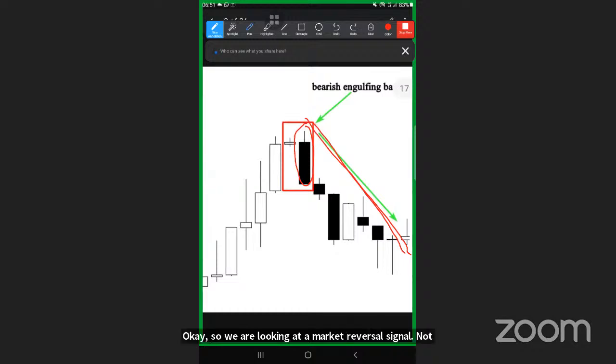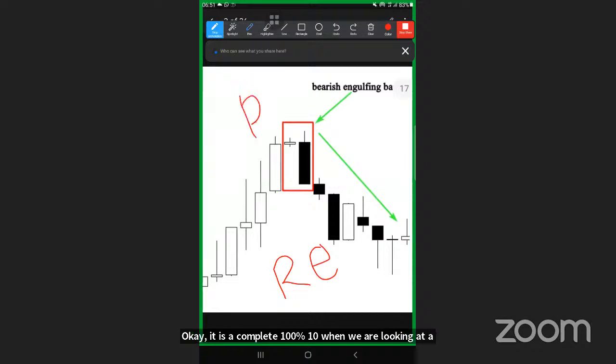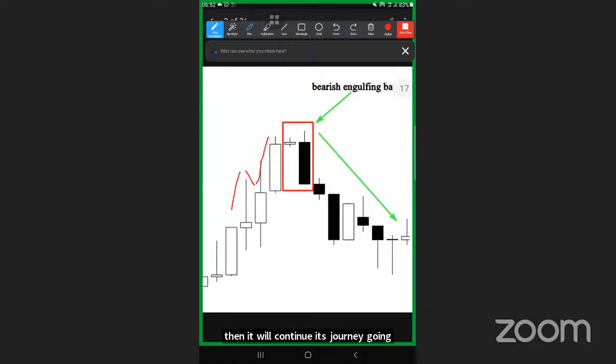The market is not retracing, but it is reversing, meaning to say it is a complete 100% turn. It is a complete 100% turn when we are looking at a reversal rather than a retracement. We need to understand these two. To retrace means the market was going up and still wants to continue going up. What it is going to do is come a little bit down, then continue its journey upward.